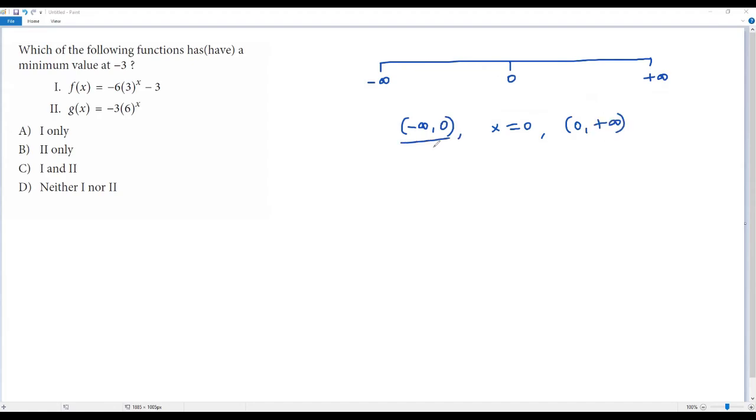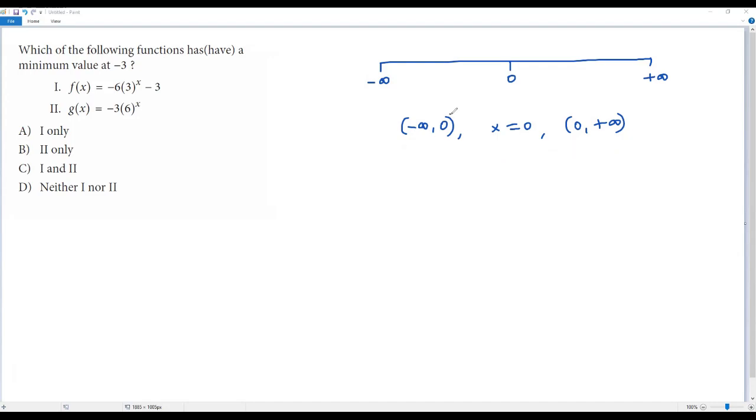Okay, in the first part we have only negative values. Here we have 0. In the third part we have only positive values. And if I want the function f of x to have a minimum value at -3, then this function f of x must have -3 as minimum value in all the three parts of the domain over here. Then only we can conclude that f of x can have this -3 as minimum value.